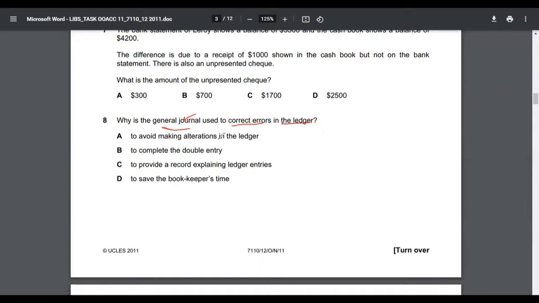Option A, to avoid making alterations in the ledger, no. Option B, to complete the double entry, you can say that. Option C, to provide a record explaining ledger entries. Yeah, this is reasonable and very rational. To save bookkeeper's time, no, we are not here to save anyone's time. That's not true. So we need to select the best option from B and C. The very best option, which is very reasonable because you need to provide rationale behind correcting the error, is option C, that is to provide a record explaining ledger entries.